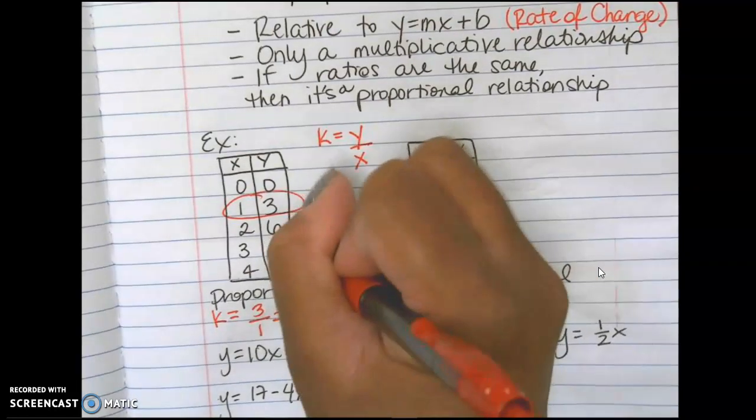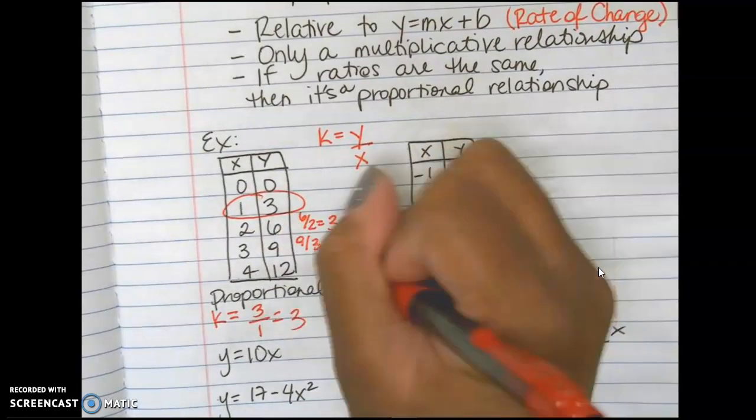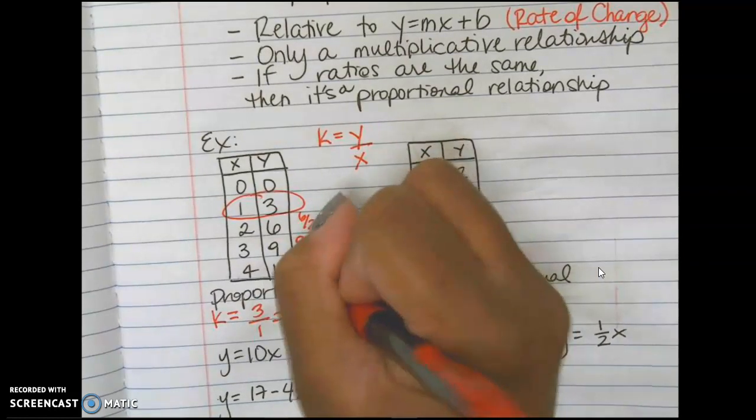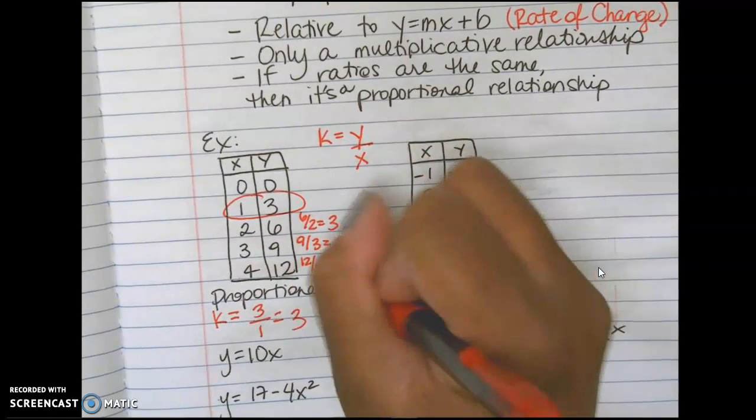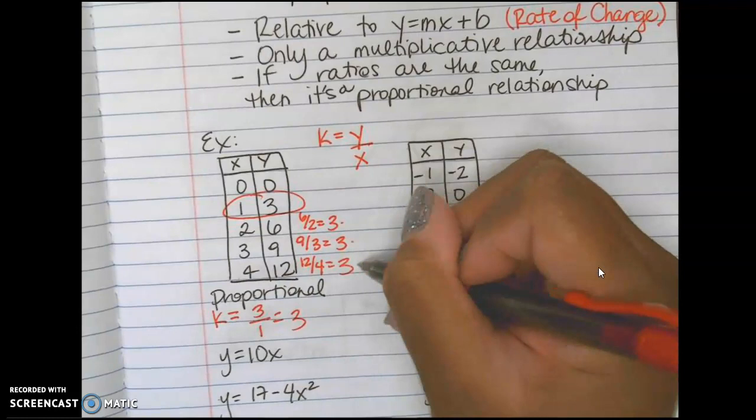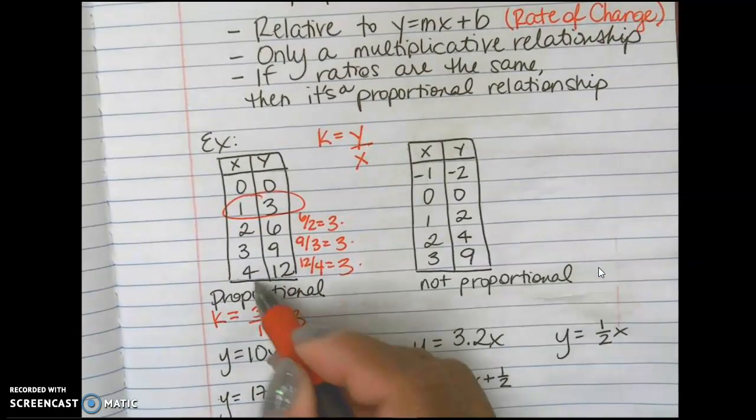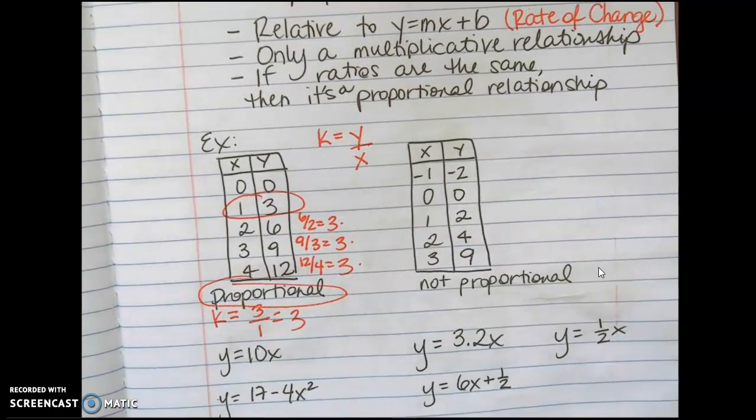What is 9 divided by 3? 3. What is 12 divided by 4? 3. Has my ratio changed? No, so this is proportional.